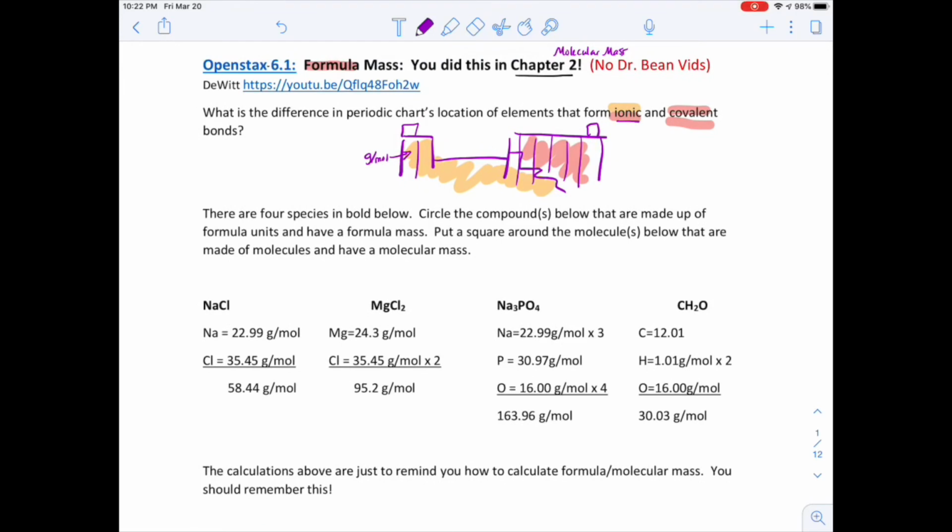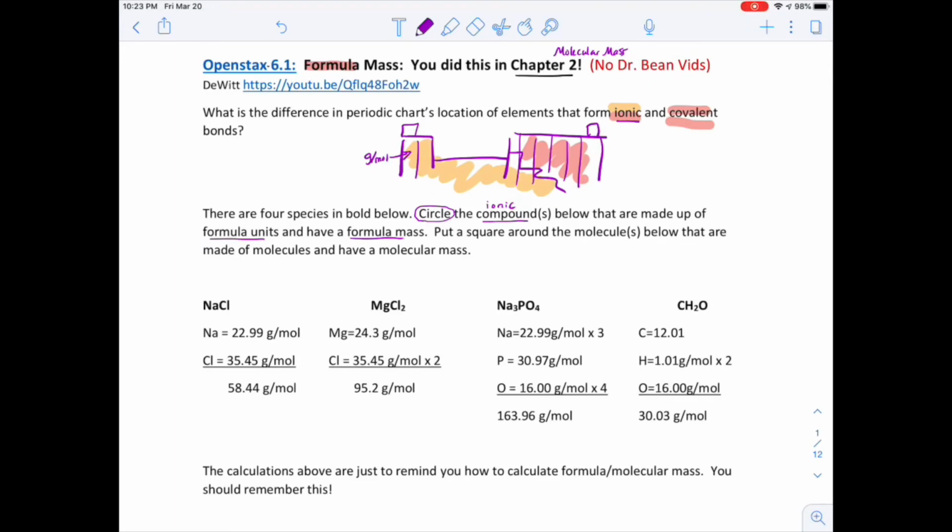So we have some examples. There are 4 species below. You're going to circle the compounds. So compound, that would be something ionic, and they are made up of formula units. So that's just that word. Remember we talked about before, we use the word formula unit to talk about one little unit of a compound. And if you have a formula unit, guess what? The mass you get off the periodic chart is just called a formula mass. So if you see formula mass, don't let that throw you. It just means get the numbers off the chart and add them together.